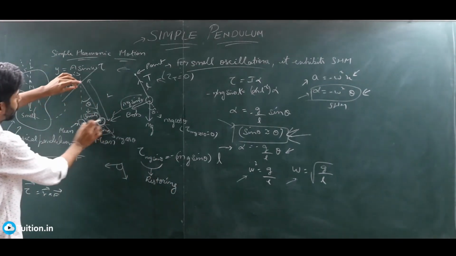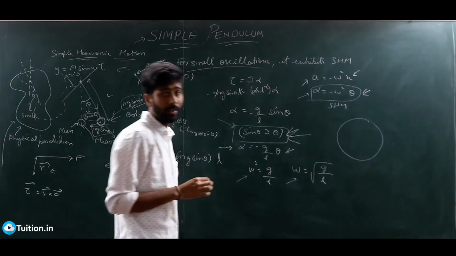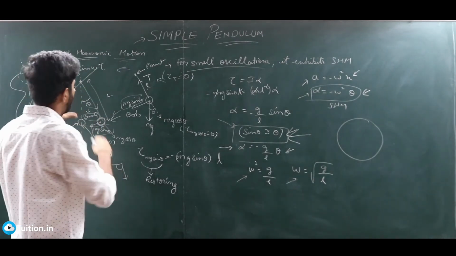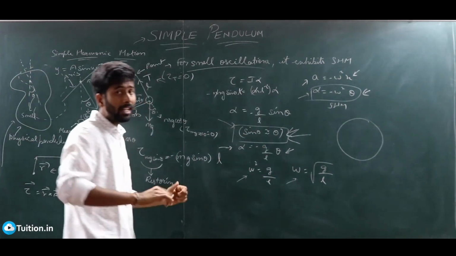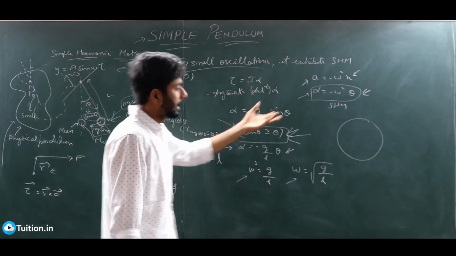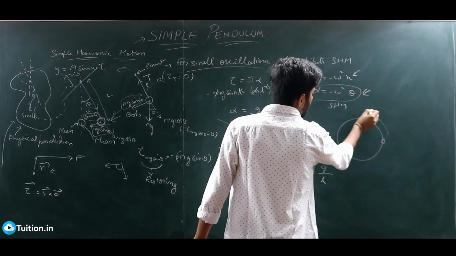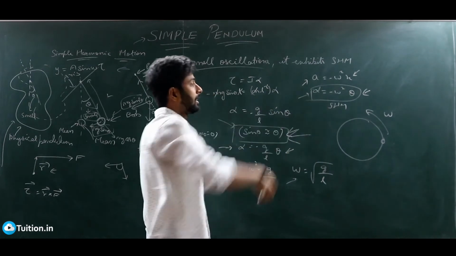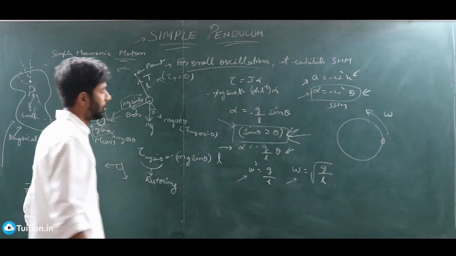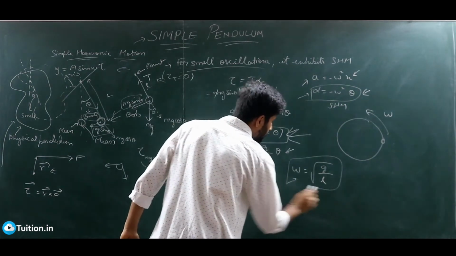So if I were to represent this motion as a phasor diagram, so I'm not going to discuss phasor diagram in this particular video, but every simple harmonic motion can be represented as a phasor diagram. So the rotation of the body in that phasor diagram, that is omega, right? That omega and this omega need not be the same. So this omega corresponds to that. Just keep that in mind. This omega is equal to root g by L.